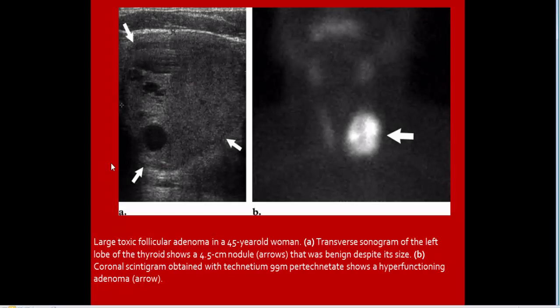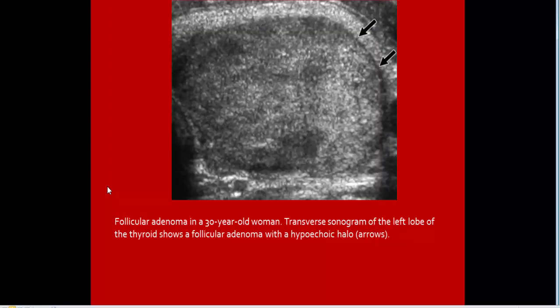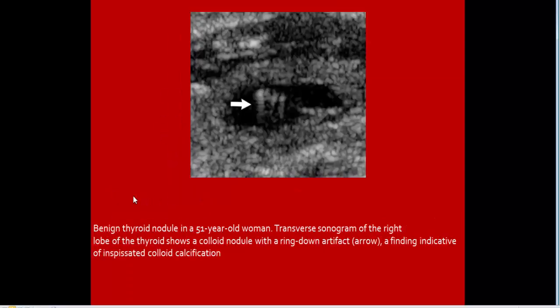Follicular adenoma: longitudinal color sonogram shows the right lobe of the thyroid gland with perinodular flow around a follicular adenoma. Large toxic follicular adenoma: as we see, the left lobe of the thyroid shows a 4.5 cm nodule that was benign despite the size. Scintigram shows a hot nodule with increased uptake, follicular adenoma. This is a follicular adenoma, also in the left lobe of the thyroid, with a hypoechoic halo present around it. Benign thyroid nodule: as we see, the right lobe of the thyroid shows a colloid nodule with a ring-down artifact. This is inspissated colloid calcification.